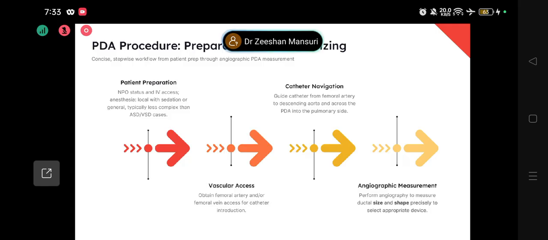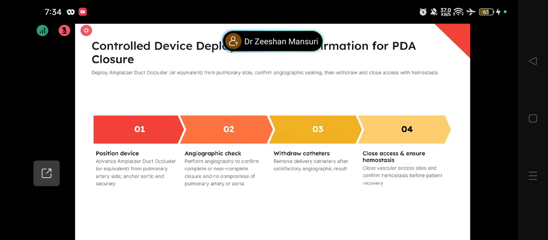And angiographic measurement of the size and shape: if it is too long, tubular, then you may choose ADO2 or sometimes a vascular plug. If it is conical, as it almost always is, you can go with a single ADO or implanted duct occluder. Sometimes you can go with the Rebarb or Lifetech or any other duct occluder as well. So we'll again go to the video first.